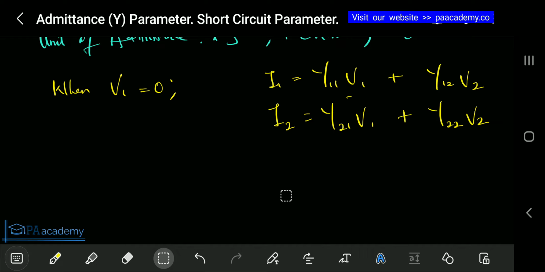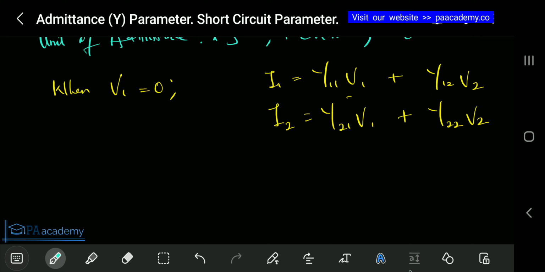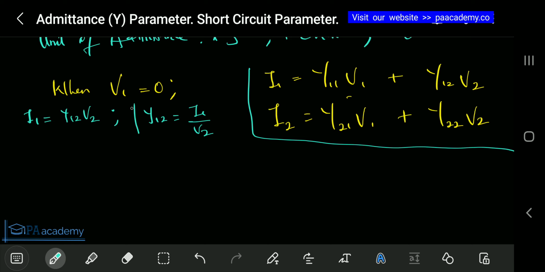So when our V1 is 0, let's start with equation 1. If V1 here is 0, that means we'll be left with I1 equals Y12 V2. So that means our Y12 will be equal to I1 over V2. Take note of this.